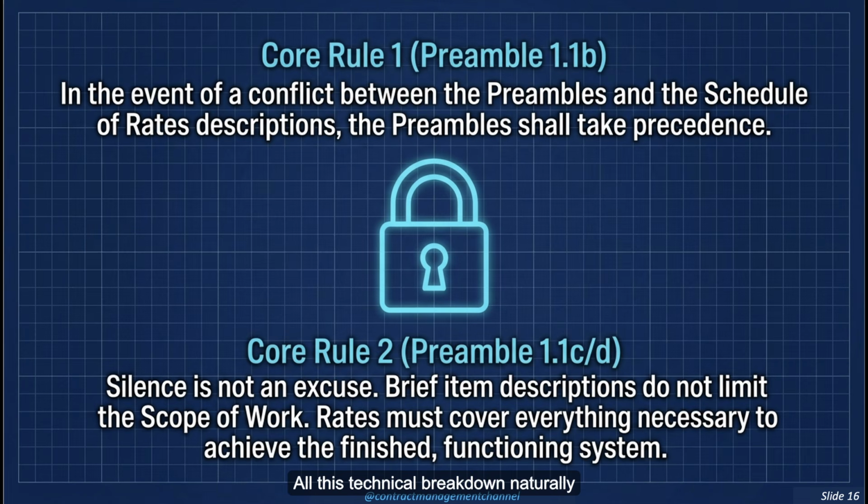All this technical breakdown naturally points to the ultimate safety net, the 2 foundational rules of contract pricing precedence. Core Rule 1. In the event of a conflict between the preambles and the schedule of rates descriptions, the preambles shall take precedence. Every single time, they always trump the schedule. And Core Rule 2. Silence is not an excuse. A brief one-line item description in a bill of quantities never limits the scope of work, and it definitely never excuses missing items. The rates must cover everything necessary to achieve a fully finished, functioning system.